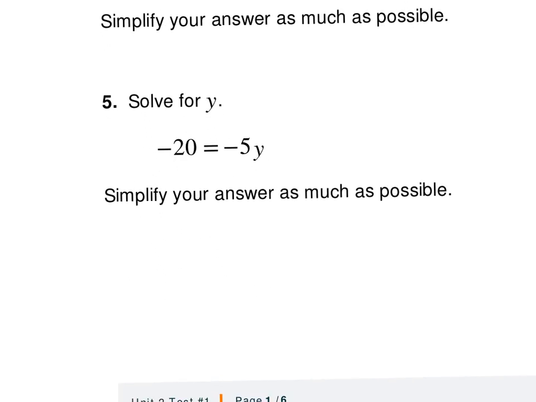Then problem 5 says to solve for y, we're going to simplify our answer as much as possible. It's -20 equals -5 times y. We have multiplication. We have to undo that. So we are going to divide by -5. Those cancel. Divide by -5, and you're left with y equals -20 divided by -5 leaves me with a positive 4. Remember, you need to make sure you divide by that negative. I want to know what y is by itself, not negative y.